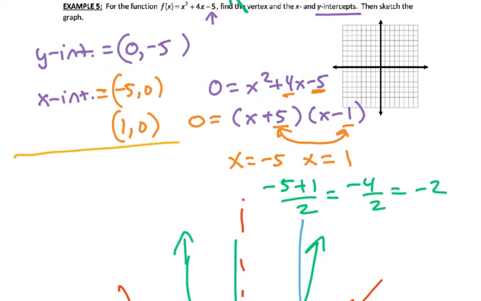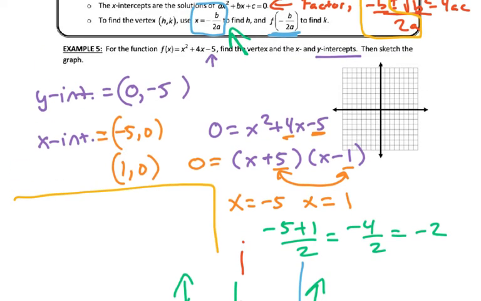However, just to follow what has been given here, notice that a is 1, b is 4, and c equals -5. So -b would be -4, and 2a is 2. Oh wow, we still get -2. So if you prefer just using the formula, you can.